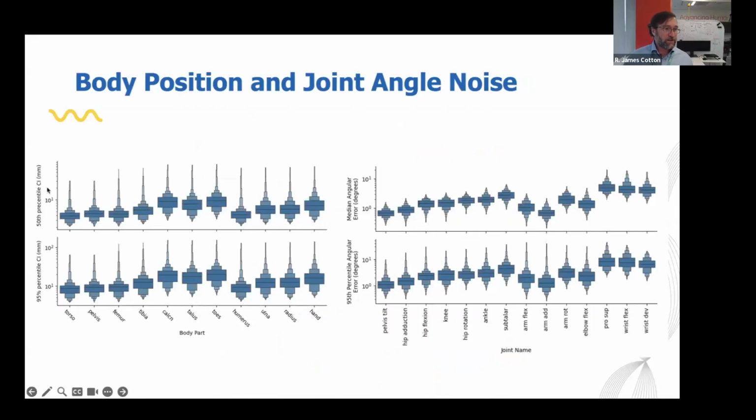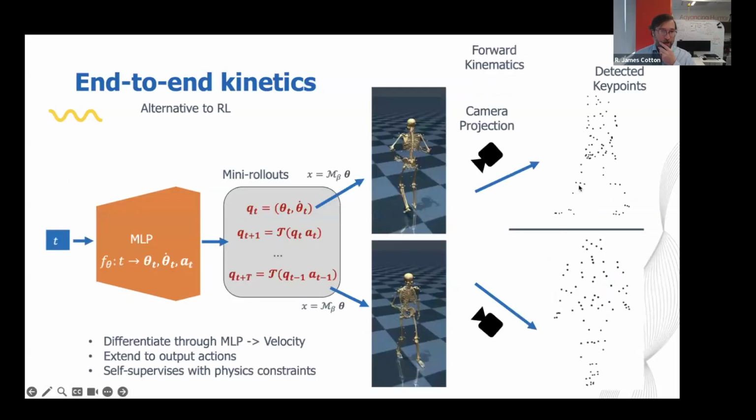It allows us to look at things like the 50th percentile, the 95th percentile distributions of errors over trials. And we see that we're typically tracking most body parts within about 10 millimeters, which is similar to what we were seeing when we compared against our instrumented gait mat. And similarly, most of our joints are tracking within a couple of degrees. So that's quite reassuring. What's also nice about this representation is we can actually extend it into the kinetics.